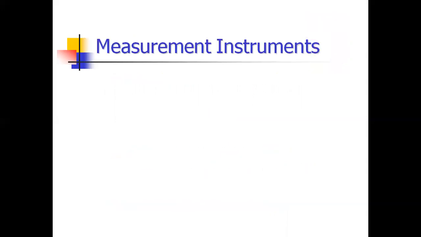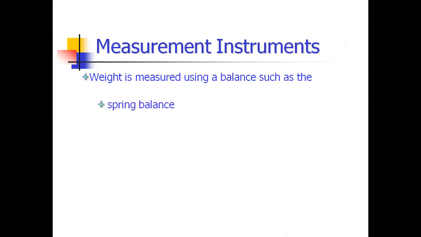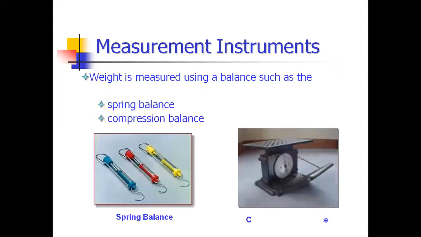So the measuring instruments, how we can measure the weight. Some instruments known as balances are used to measure the weight. And there are two types of balances. One is the spring balance and the second one is the compression balance. Spring balance is this one, which is also known as the force meter or Newton meter. This is used to measure the weight of an object, and this compression balance is also used to measure the weight of an object.